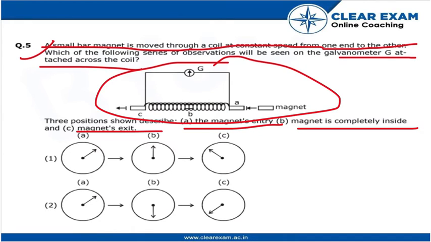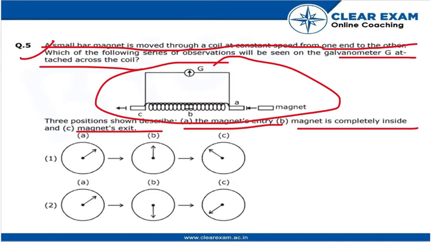As we know, when the bar magnet enters the coil, an EMF is generated due to the magnetic flux change, so a deflection will be seen. When it is completely inside, the current will be zero. And when the bar magnet exits the coil, the EMF is generated again, but in the opposite direction. Keeping these three points in mind, we have to find the best possible option from the given options.